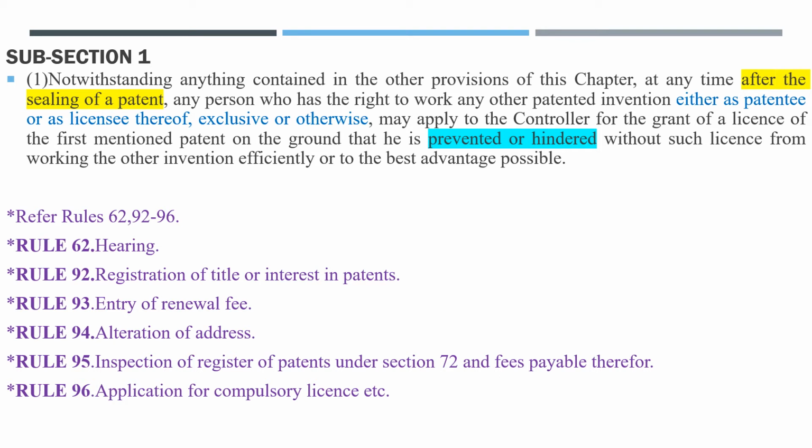And we can say, friends, some relevant rules to this particular subsection are rule number 62, whose title is hearing; rule number 92, whose title is registration of titular interest in patents; rule 93, the title is entry of renewal fee; rule 94, its title is alteration of address; rule 95, whose title is inspection of register of patents under section 72 and fees payable therefor; and at the last, rule number 96, whose title is application for compulsory license, etc.